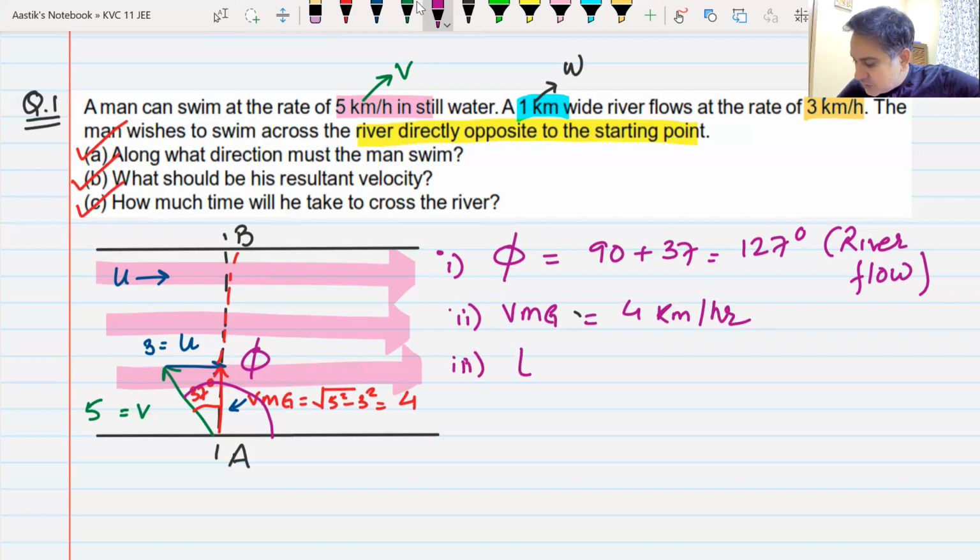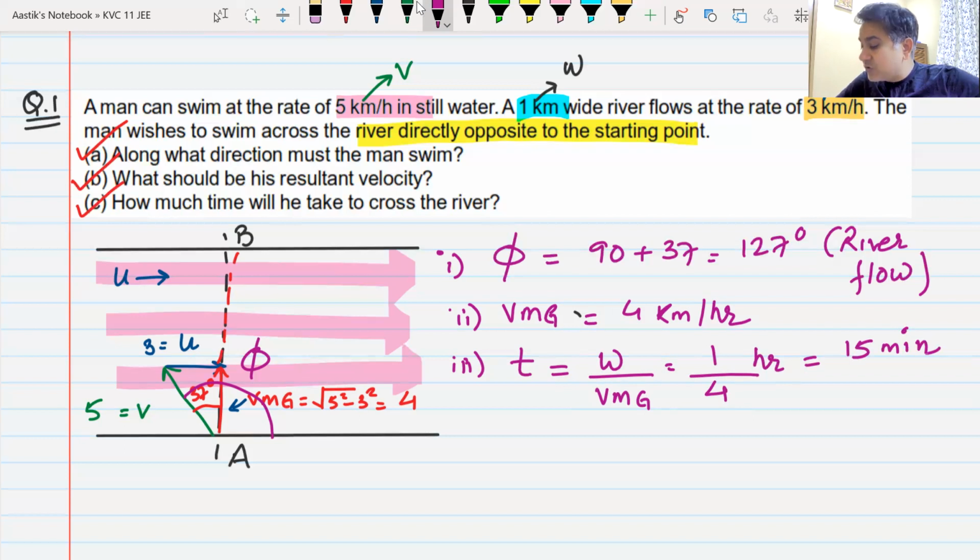Third question. How much time does it take to cross the river? So you have to divide W by VMG. I've given you all these formulae. So W is 1 kilometer. This is 4 kilometer per hour. So you get 1 by 4 hour. 1 by 4 hour is 15 minutes. Do we understand this? Yes or no?